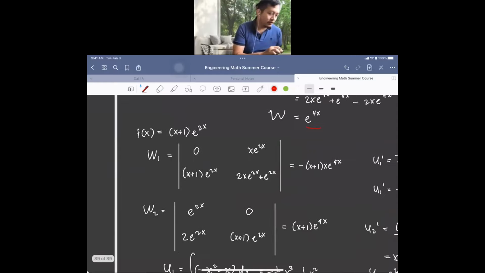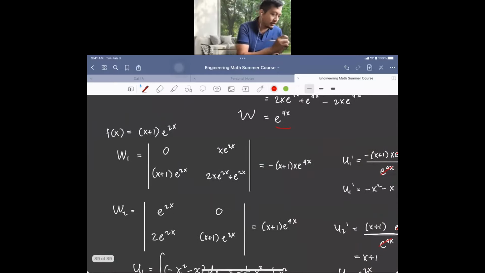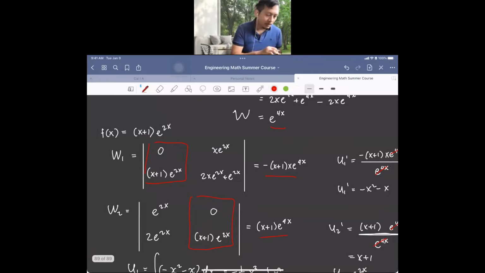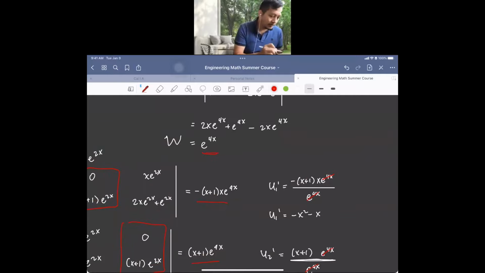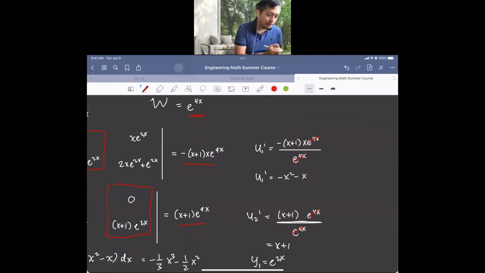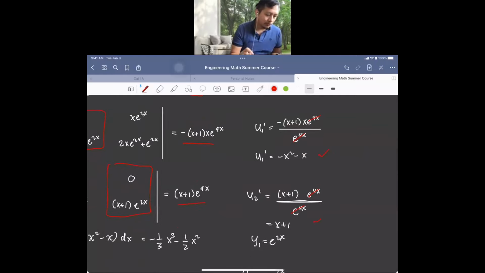And then we can solve through Cramer's rule, changing the first column and second column, right? And then this will be our result for the determinant for the Wronskian 1 and 2. Then we can divide these 2 Wronskians by e to the power of 4x, and we find u1 prime and u2 prime. And then we can set up integration for both of these u primes.